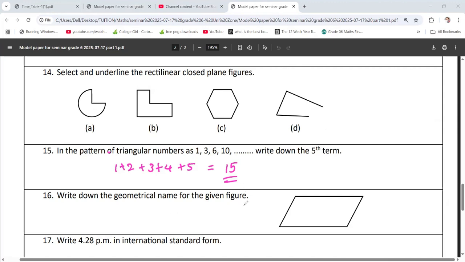Write down the geometrical name for the given figure. This is a parallelogram, right? This is a parallelogram.